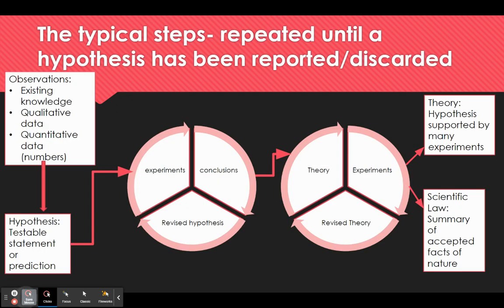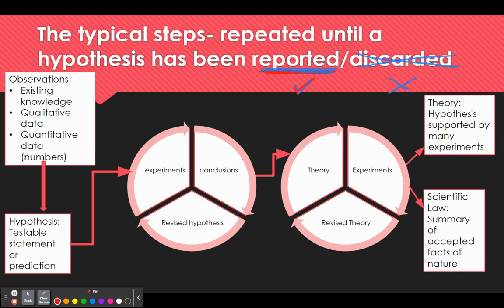So the typical steps that we would see in a scientific experiment are going to be repeated over and over and over again until you either report your hypothesis, meaning you've accepted it, it's good to go. So it's either you're reporting it, you're saying, yes, scientific community, it's good to go, or you're discarding it, meaning it's no good. Whatever I thought happened didn't actually happen, so I need to go back to the drawing board.